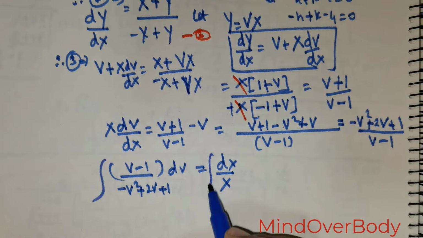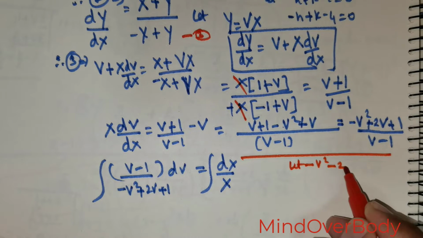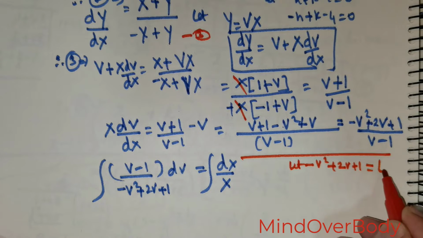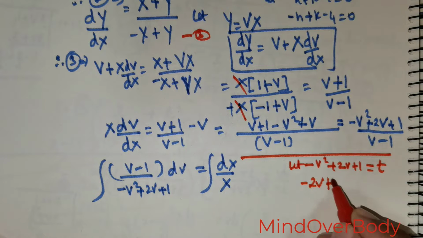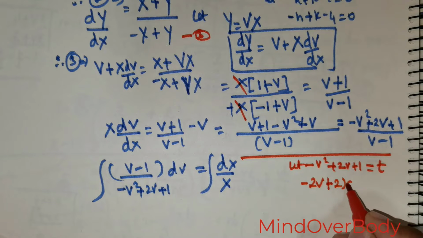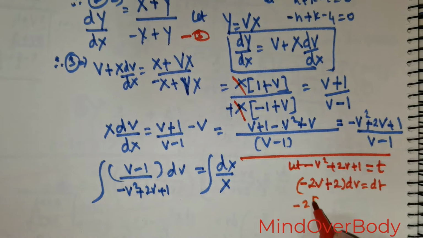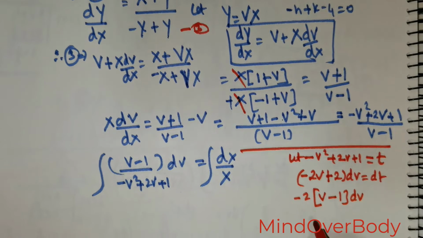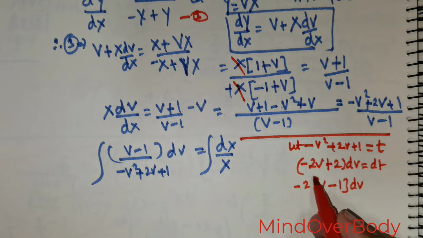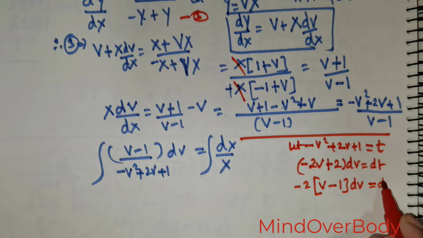So integrating both sides. So let me make the substitution. So what I'm going to do is, I'm going to say let negative v squared positive 2v positive 1 be equal to some t. This is going to be negative 2v positive 2 times dv is equal to dt. Now if I were to take negative 2 out, this would give me a v negative 1 times dv, right? Negative 2 times v would give me negative 2v, negative 2 times negative 1 would give me positive. So that's fair enough. So this is going to be dt.